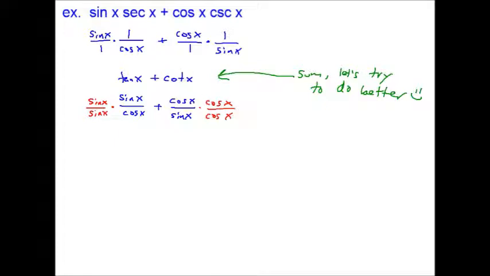I apologize if you're watching this on a very small screen. I'm writing small because there are a couple more steps I've got to get done here. So the left side becomes sine squared x, and the right side becomes cosine squared x, which hopefully looks very familiar to you. I'm going to condense it all over my denominator right now, sine x times cosine x. Of course that becomes a 1 on top, and then I've still got my sine x and my cosine x on the bottom.